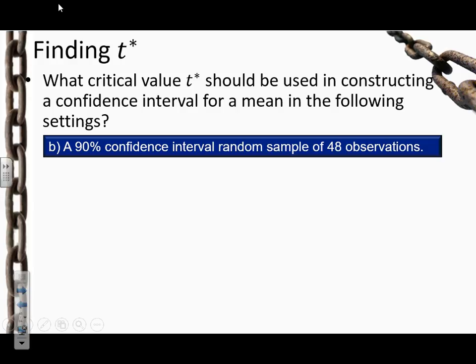All right, we'd look for 47 for degrees of freedom. So if our sample size is 48, we need 47 degrees of freedom. Now, if you look at the table on the left side, what do you notice? It doesn't have it, right?